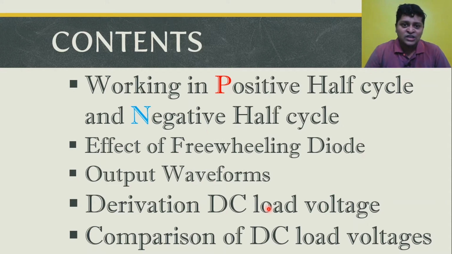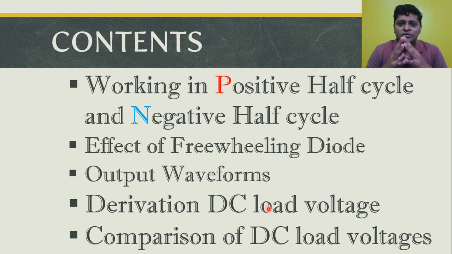Now the outline of today's discussion is we are going to understand the working of the circuit in positive half cycle as well as in negative half cycle. Then we are going to understand the effect of freewheeling diode, then try to plot the output waveforms, then finally derive the DC voltage for this, and compare the DC load voltage condition for resistive load, for inductive load and inductive load with freewheeling diode for different firing angles.